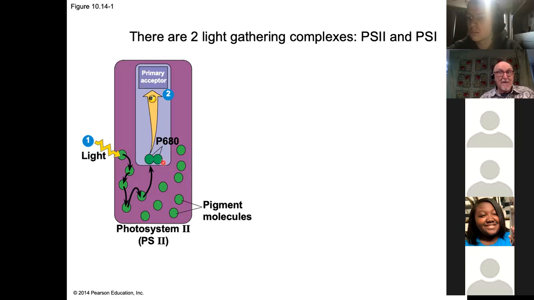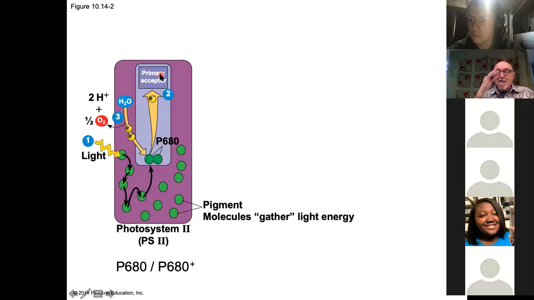It's effectively lost a negative charge. So it's now P680 plus, and its electron is here. Any electrons that are lost by P680 need to be replaced. And they are immediately replaced by the fact that the plant is able to split water.